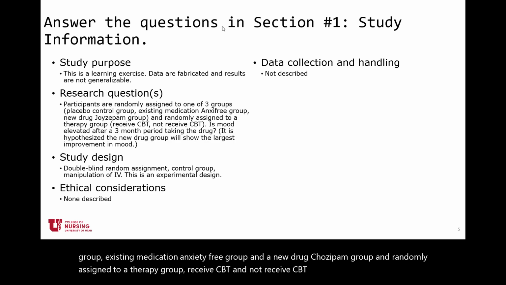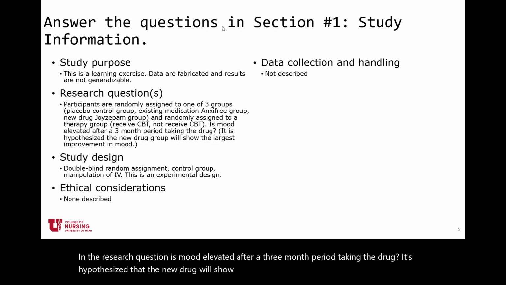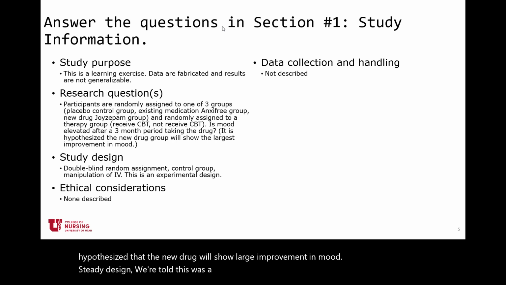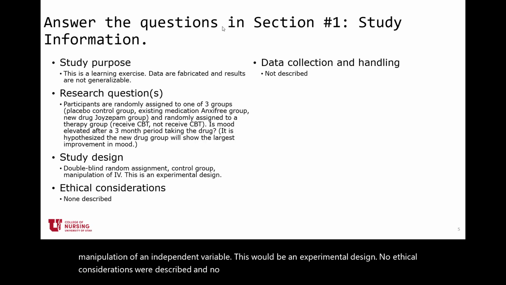And the research question is: is mood elevated after a 3-month period taking the drug? It's hypothesized that the new drug will show the largest improvement in mood. Study design: we're told this was a double-blind random assignment control group with manipulation of an independent variable. This would be an experimental design. No ethical considerations were described, and no data collection and handling procedures were described.